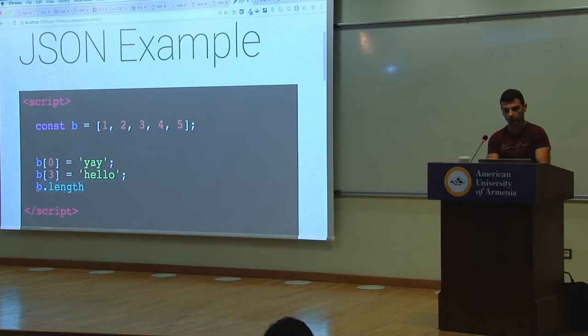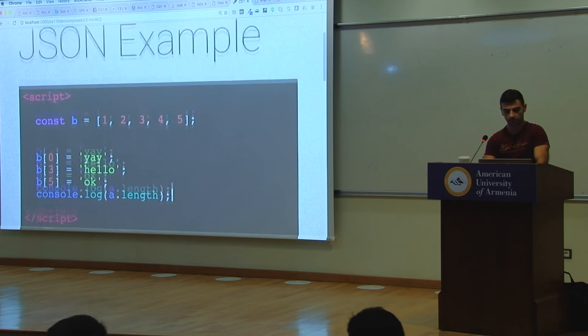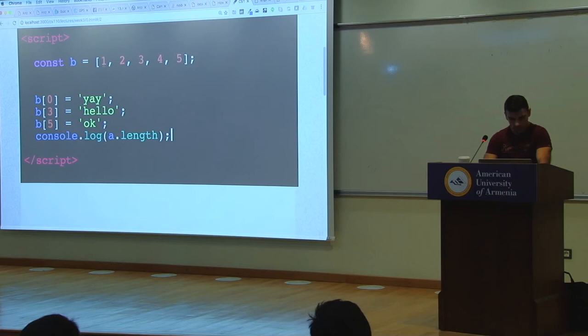Okay, well, what if I did this? What if I did B index of 5 is whatever, okay. What is the length now? 6. The last index plus 1. A dot length would give me 6. Let me console log so you can see. Oh, I made a syntax error somewhere. Oh, sorry. Thank you.